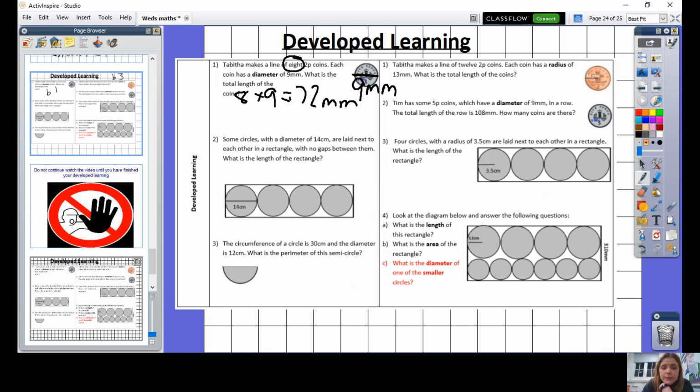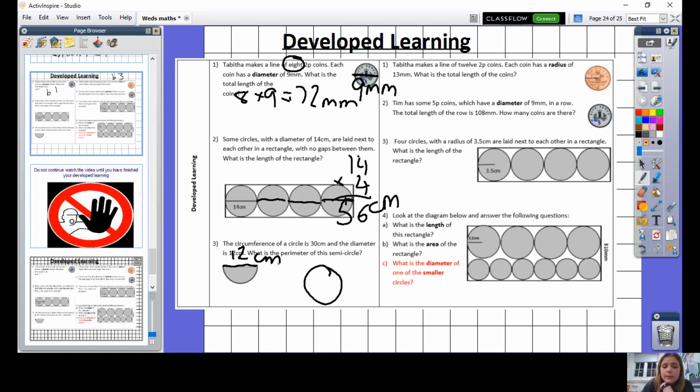Some circles with a diameter of 14 centimetres are laid next to each other in a rectangle with no gaps between them. What's the length of the rectangle? That's 4 diameters, each at 14. 14 multiplied by 4. 4 times 4 is 16, 4 times 1 is 4, add 1 is 5. 56 centimetres.